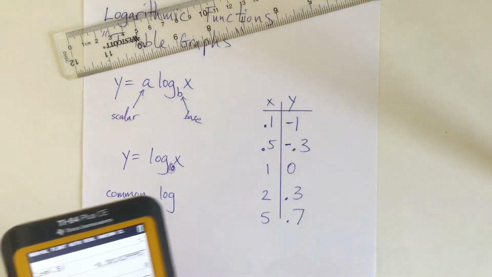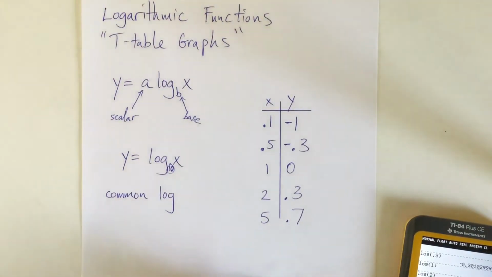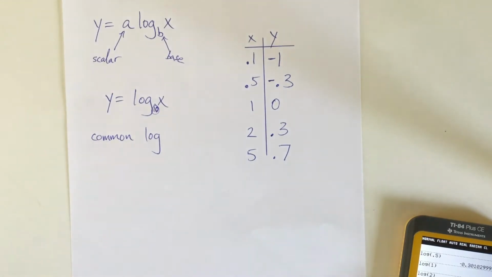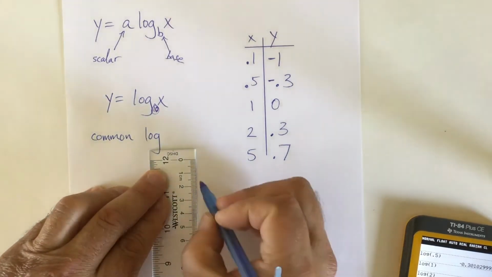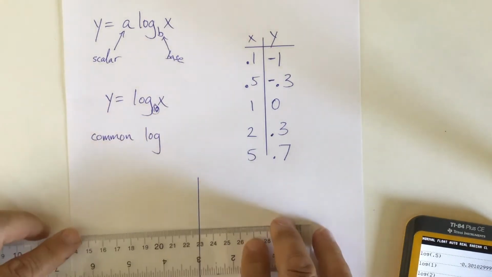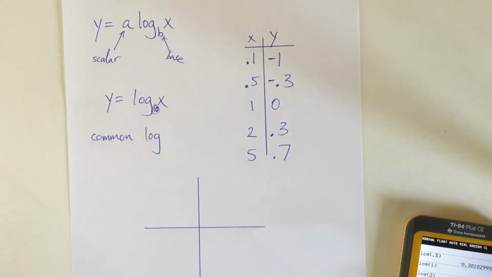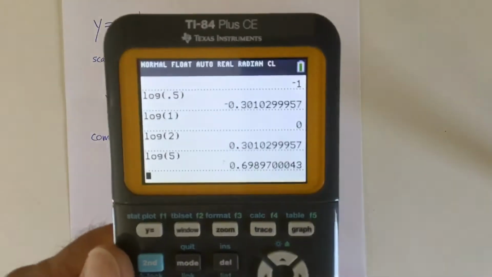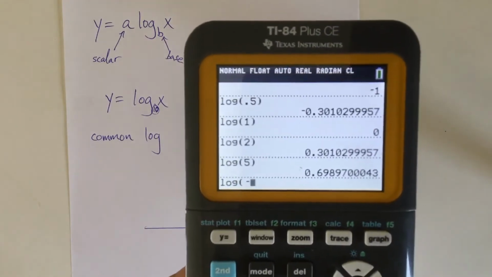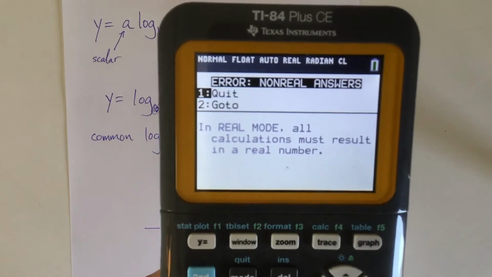Now, I have a table of values that I generated here, and I'm going to sketch a graph of this stuff. I'm using a regular old XY coordinate system. But one thing you might have wondered: how come I didn't plug in any negative numbers? How about log of -2? Well, because I can't. It says non-real answer.